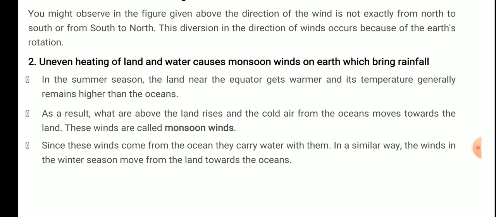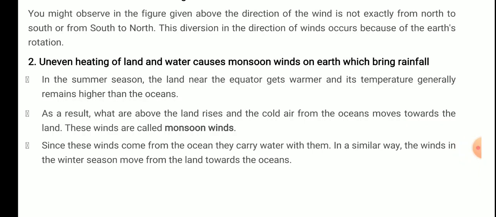Since these winds come from the ocean, they carry water with them. In a similar way, the winds in the winter season move from land towards the ocean. Because these winds come from the ocean, they carry water, or you can say an amount of water vapor, also moisture, in them. That's why we say that the coastal region is humid. The amount of water vapor over there is higher.